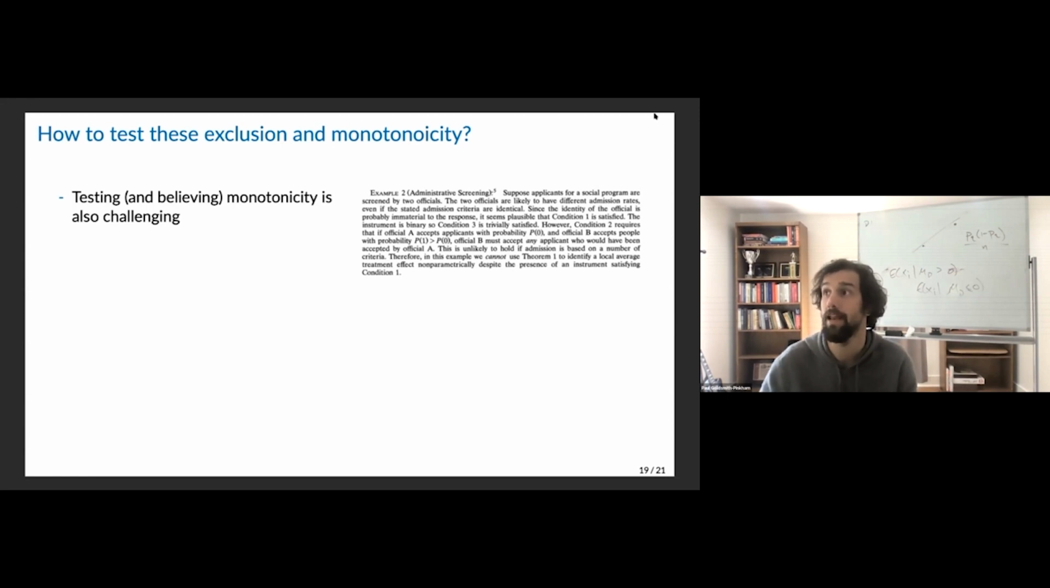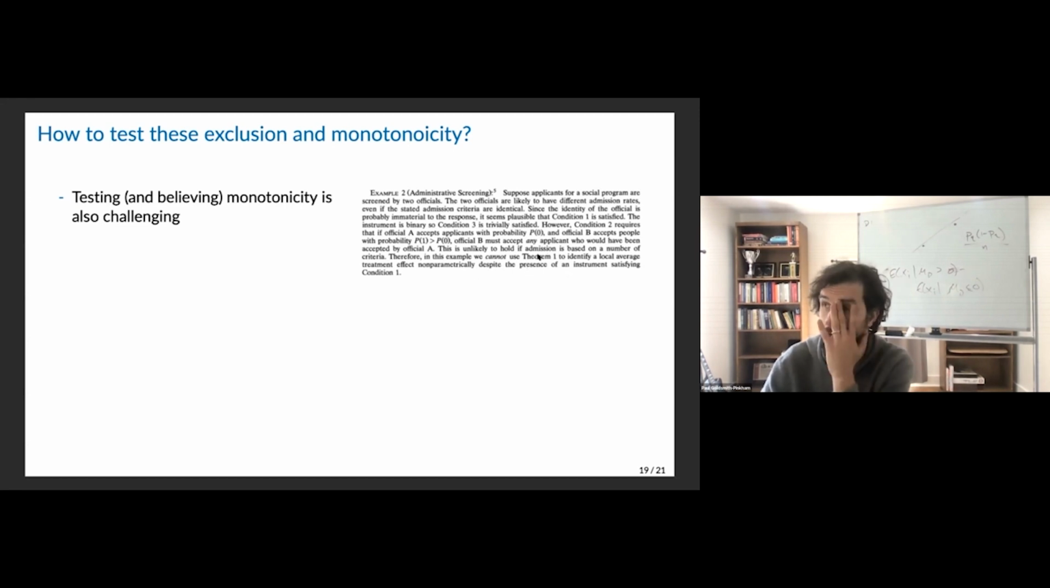This is from the Imbens and Angrist paper. At the end, they talk about different examples where you think about IV and when monotonicity holds. This is from 1994. Suppose the applicants for a social program are screened by two officials. Remember, it was Kang Ying and Kan Yao. They have different admission rates, even if the admission criteria are identical. Since the identity of the official is immaterial to response, it's likely that condition 1, which is exclusion, is satisfied. It's binary, so it's trivially satisfied.